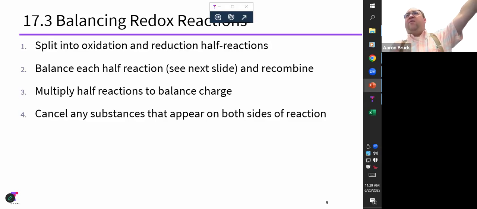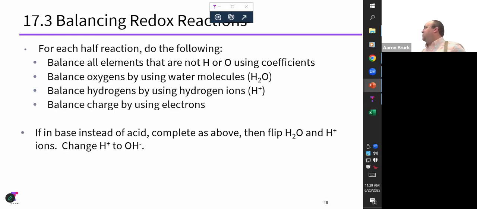So we end up playing a game of lowest common multiple, usually, to figure out the number that we need to multiply by. We put them together, and then what will often happen is that in the process of balancing each half reaction individually, we'll see that we end up having stuff on one side that's also on the other side. So we need to do some cancellation to simplify overall. So this technique hinges on being able to balance the half reactions.